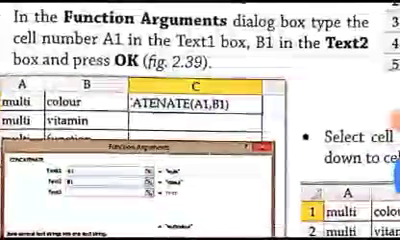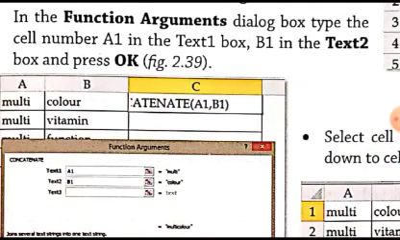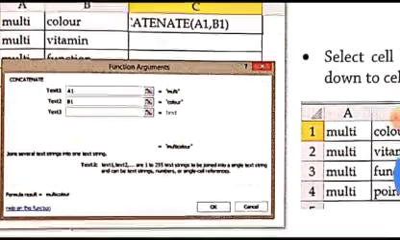And B1 in the text2 box. The text2 box is for the second argument, so you will type A1 in the text1 box, which is for the first argument, and for the second argument, in the text2 box, you will type B1. So A1 is our first argument of the concatenate function, and B1 is the second argument, and then you will click on the OK button.